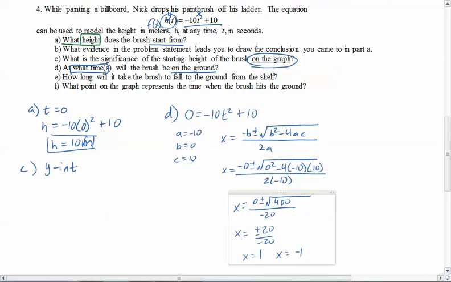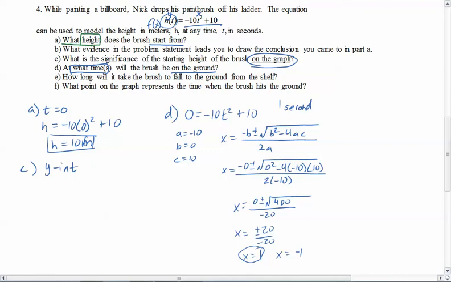So there you go. Quadratic formula, wham, is done. So I got x equals 1 and x equals negative 1. The question is asking what time will the brush be on the ground. Well, negative 1 second doesn't really make sense. So 1 second would be the answer. So 1 second.